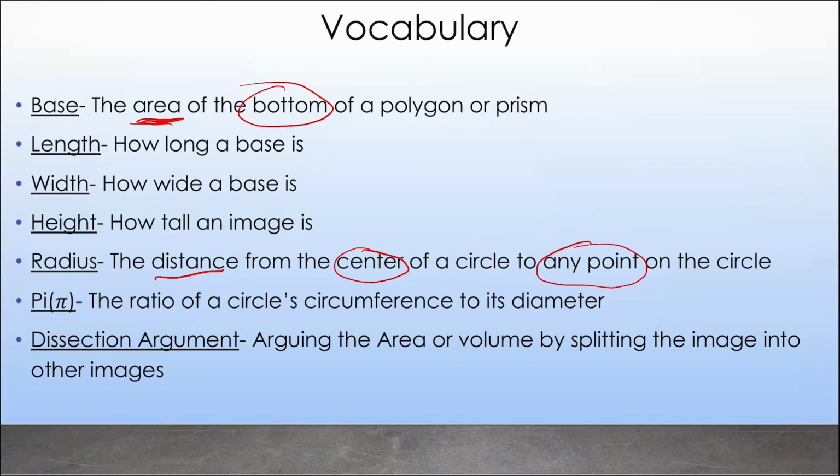Pi is the ratio of a circle's circumference to its diameter. So we're looking at a ratio here. And a dissection argument is arguing the area or volume by splitting the image into other images. Sometimes this helps.